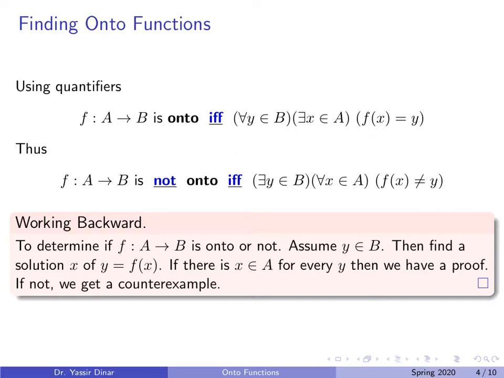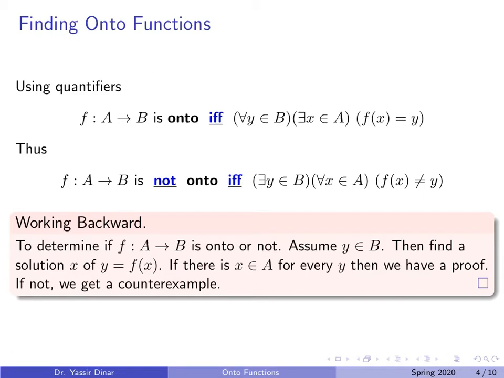And that means a function f from a set A to a set B is not onto if the negation of this statement happens. That means I can find at least one y in the codomain such that this y is not the image of any x in the domain. So for every x in the domain, f of x is not equal to y.